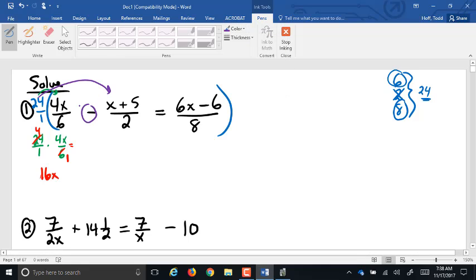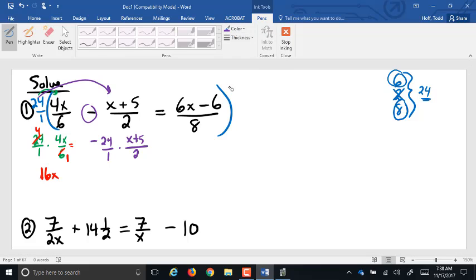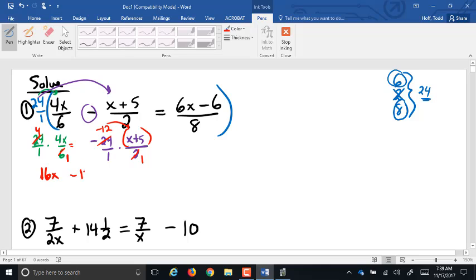24 over 1, we can't forget the negative here. So I'm going to put that as a negative 24 over 1 times x plus 5 over 2. 2 and negative 24 cross cancel, divide by 2, make this 1, and this is a negative 12 times x plus 5. Well, negative 12 times x is a negative 12x. Negative 12 times 5 is negative 60.